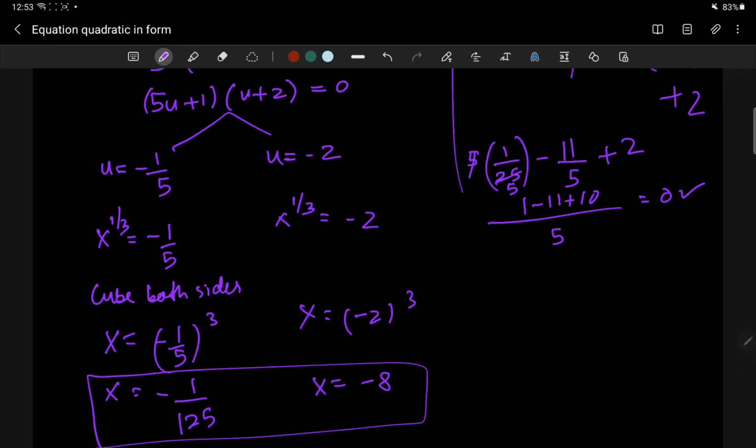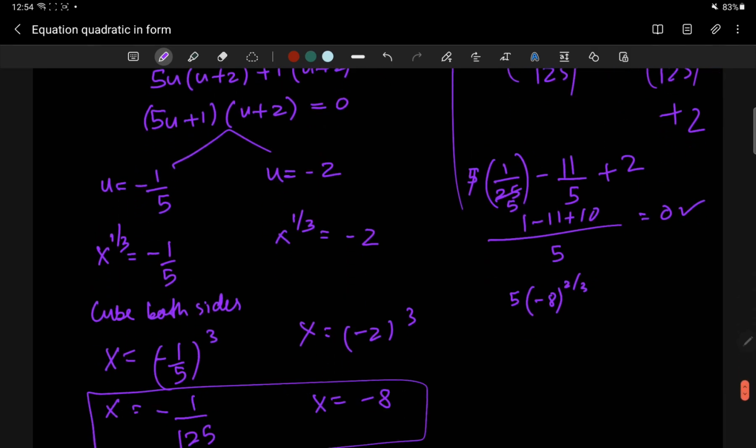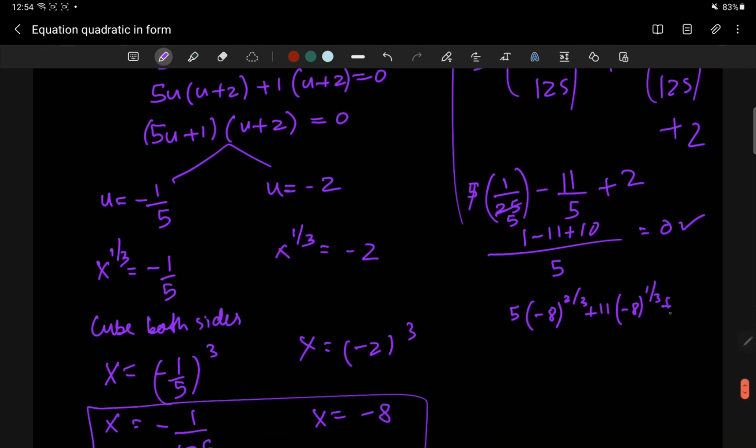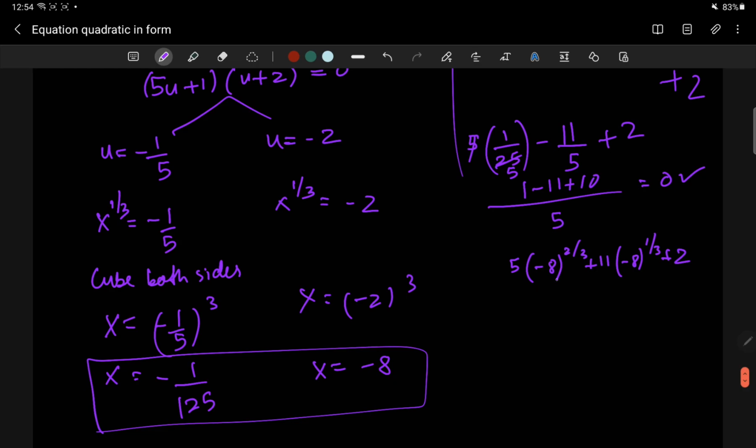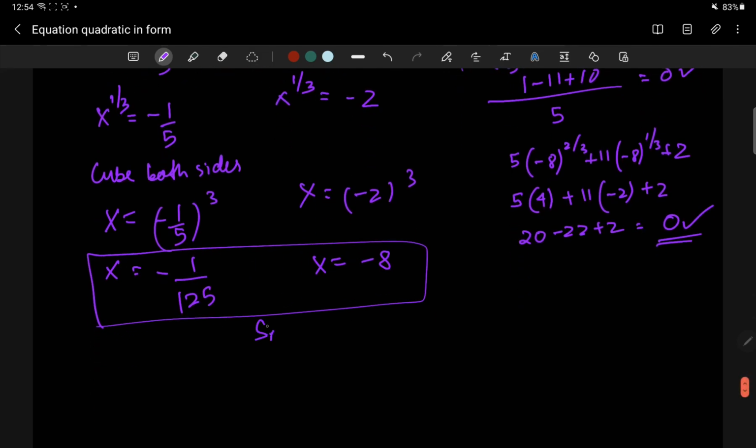What about negative 8? That's going to be 5 times negative 8 to the 2/3, plus 11 times negative 8 to the 1/3, plus 2. So the cube root of negative 8 is negative 2, which when squared gives you 4. So 5 times 4 plus 11 times negative 2 plus 2. That's 20 minus 22 plus 2, which gives me 0. So both of these are solutions. These solutions both agree, and thus they are accepted as solutions.